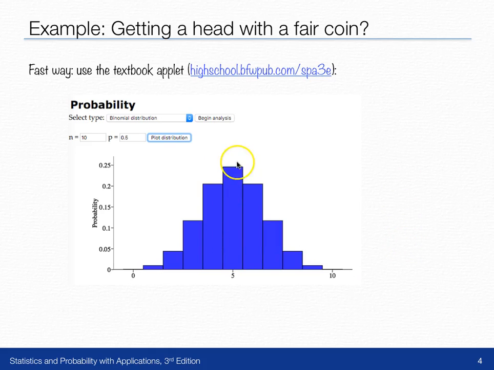Still symmetric, still centered at 5. If you'd like to try a problem like this in your textbook, you can try exercise 9 in this section.